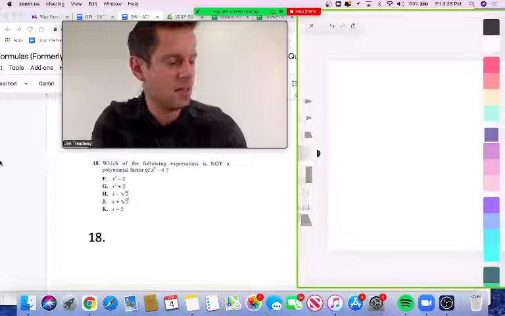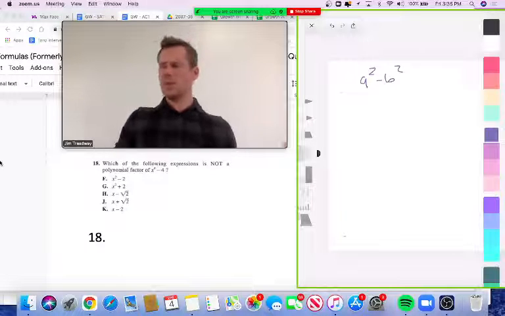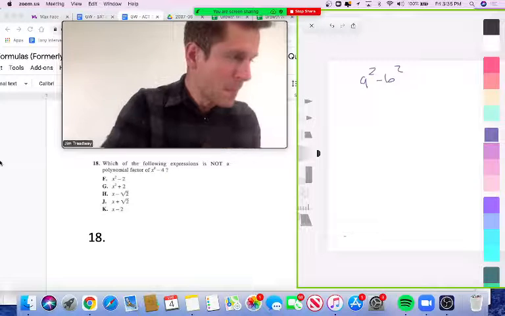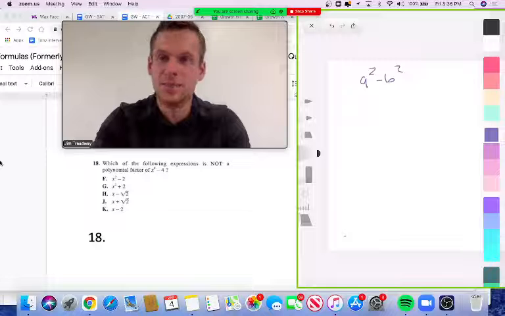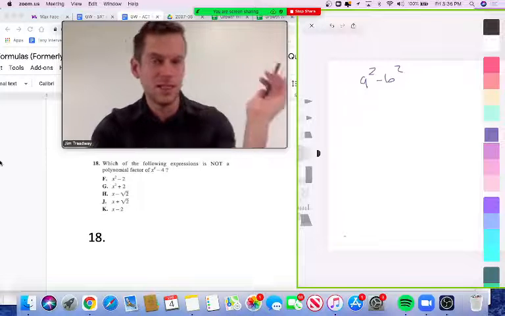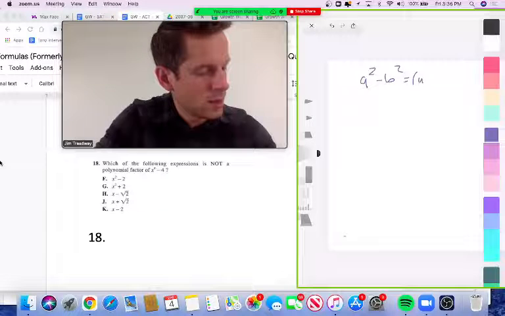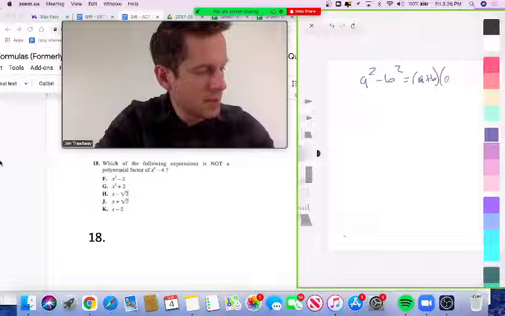So here's the difference of two squares. A squared minus B squared. Could be x squared minus y squared. Could be x squared minus 36. So two squares subtract, the difference of two squares. And so here's what it equals: A plus b times a minus b.